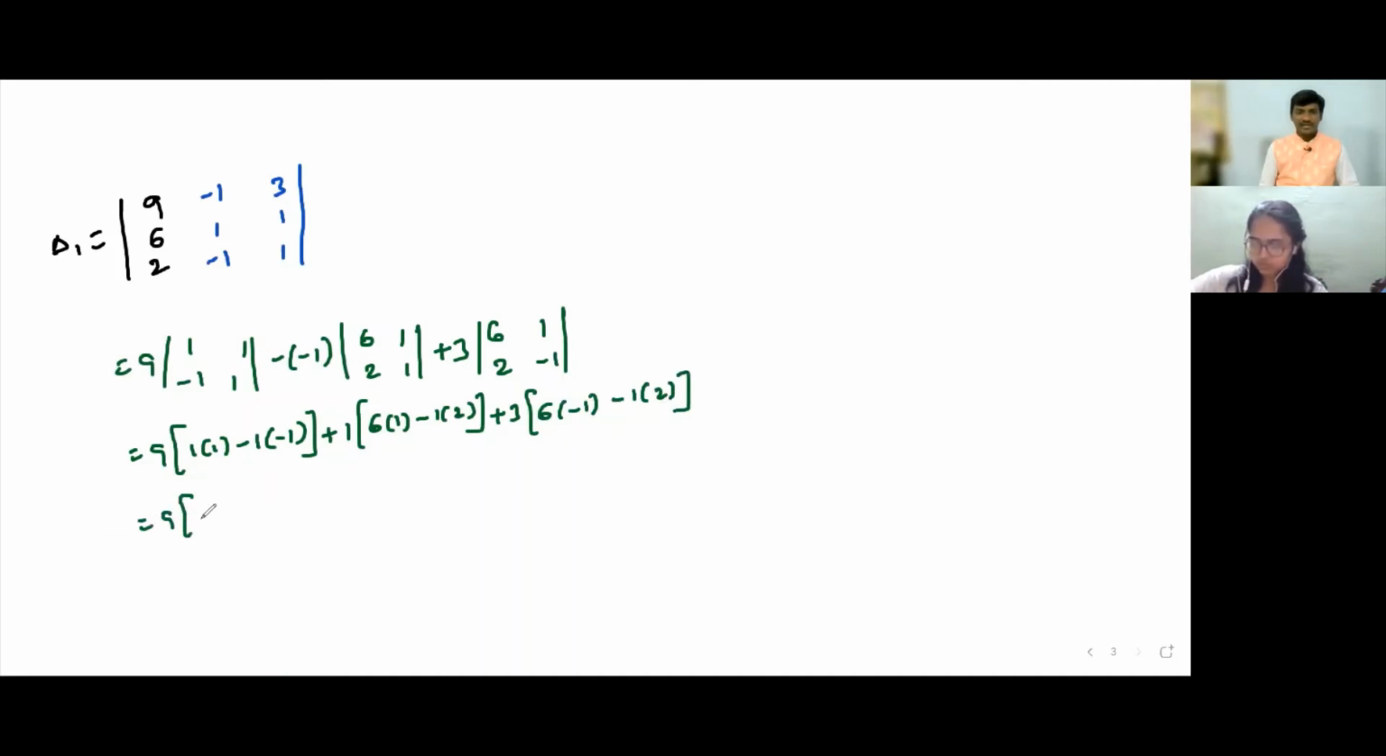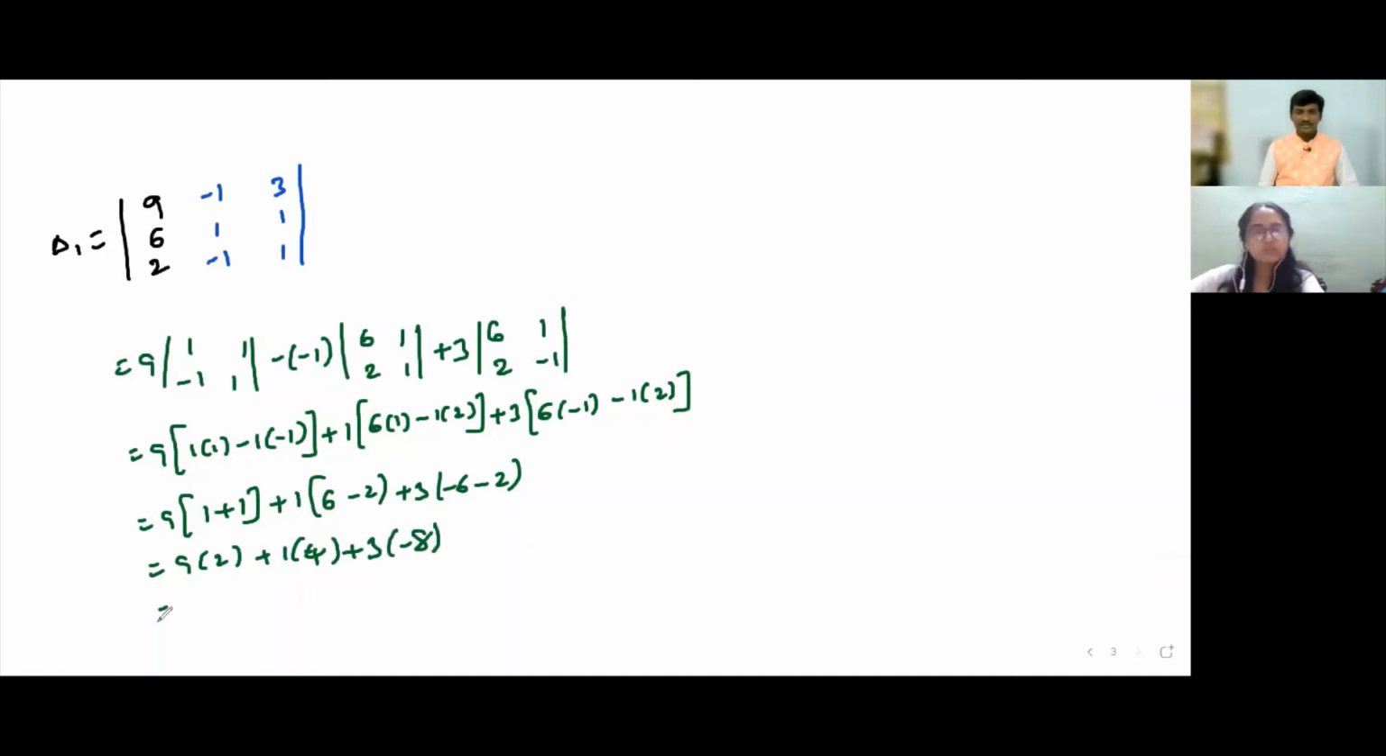This is equal to 9 into 1 plus 1, plus 1 into 6 minus 2, plus 3 into minus 6 minus 2. So this is 9 into 2 plus 1 into 4 plus 3 into minus 8. 9 2s are 18 and 1 4s are 4, 3 8s are 24, minus. Yes, 18 plus 4 is 22, 22 minus 24 is minus 2. Delta 1 is minus 2.